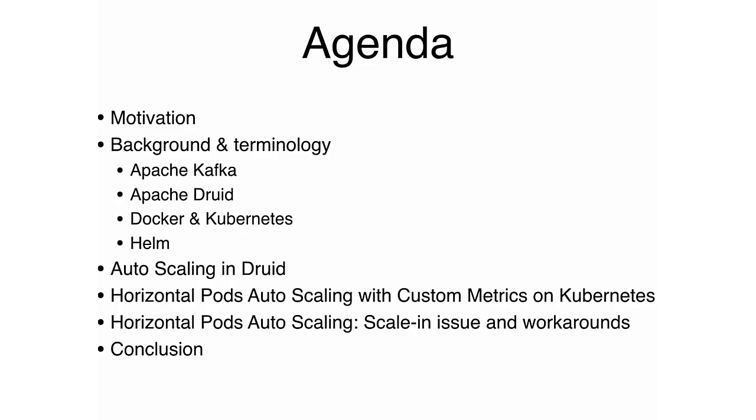Thirdly, we are going to compare the current approach of autoscaling in Druid with an alternative way on Kubernetes using horizontal pod autoscaling. Firstly, I'm looking into an issue of scaling and workarounds. Lastly, I want to talk about the conclusion.